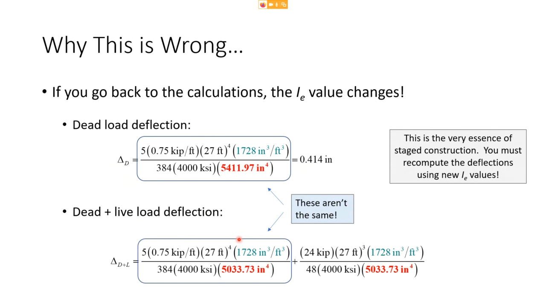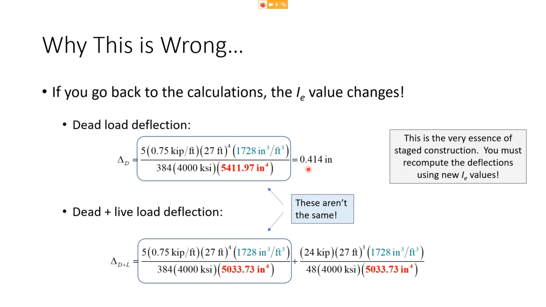They're not the same because of the moments of inertia. They've changed. This is the moment of inertia from stage 1. This is the moment of inertia from stage 2. So that 0.414 does not stay 0.414 in stage 2.